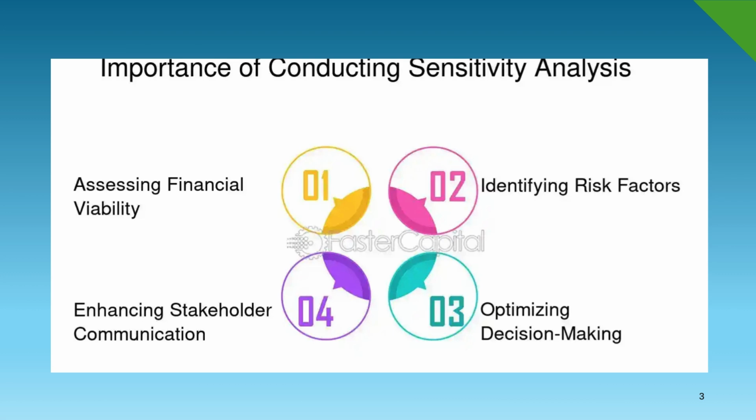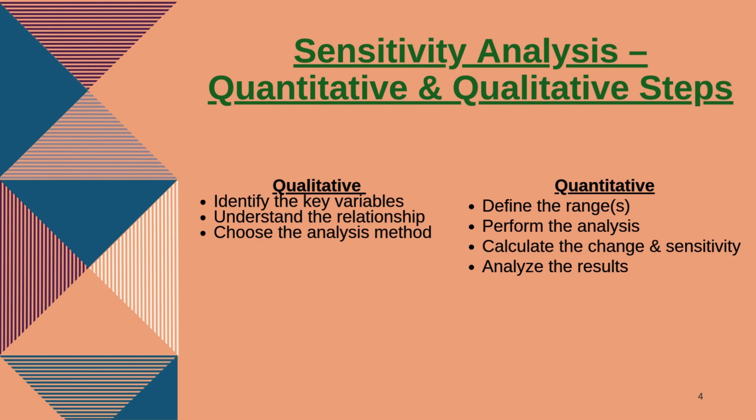the product. Next, we have sensitivity analysis, quantitative and qualitative steps. These are the 2 steps that go into sensitivity analysis. So starting off with qualitative, you will identify the key variables. 2, understand the relationship between the variables. 3, choose the analysis method.